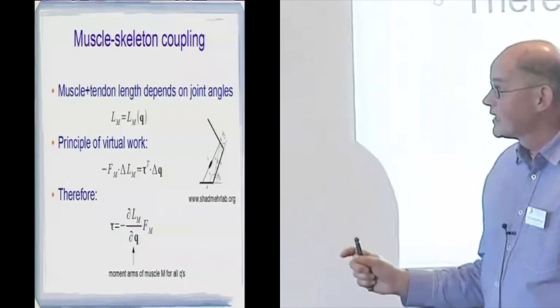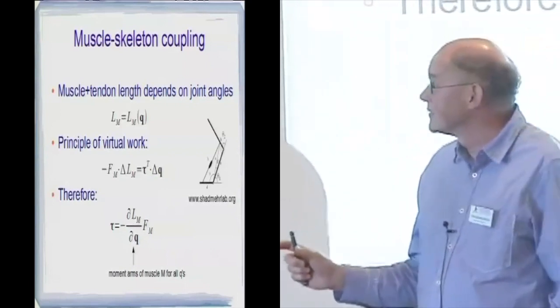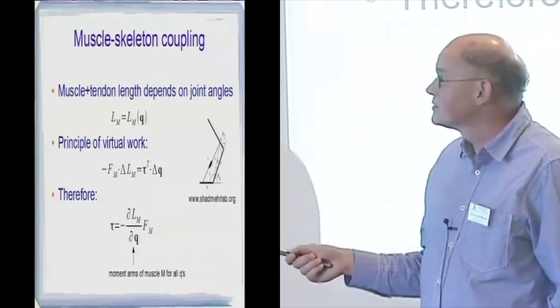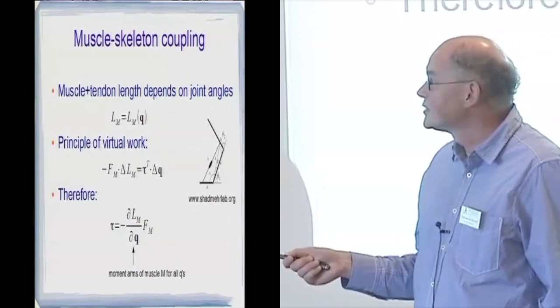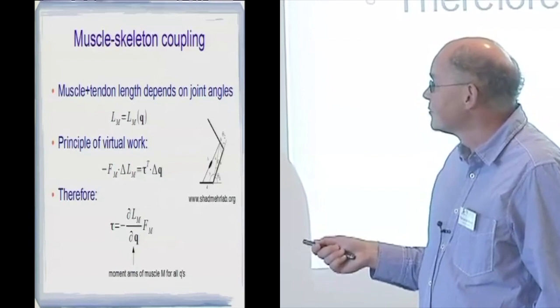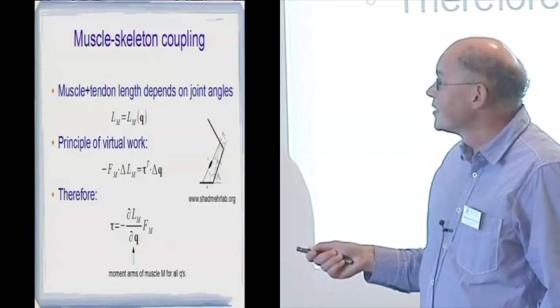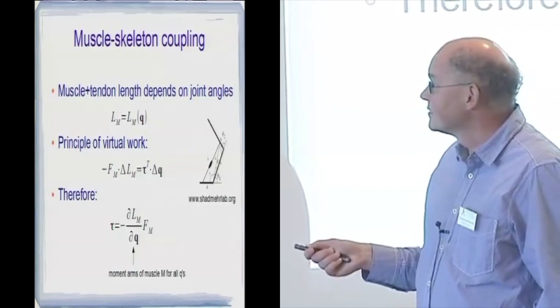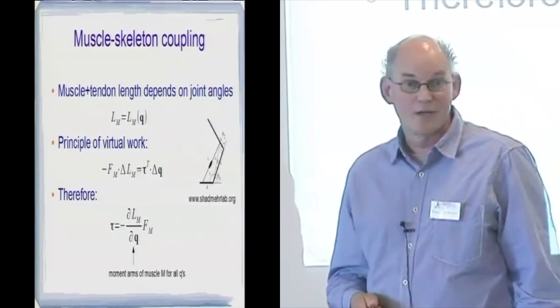Then we have to put the two together. We have to couple the muscles to the skeleton. And that really goes through this one equation here. If you have a model of the skeleton and muscles are attached to it, then that implies that muscle length is a function of your joint angles.